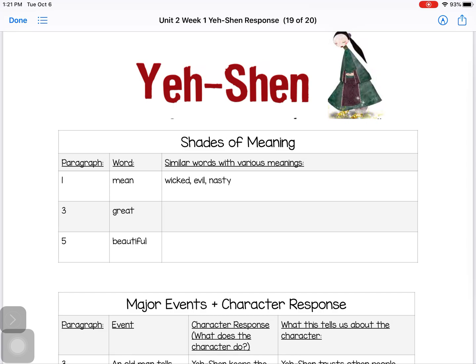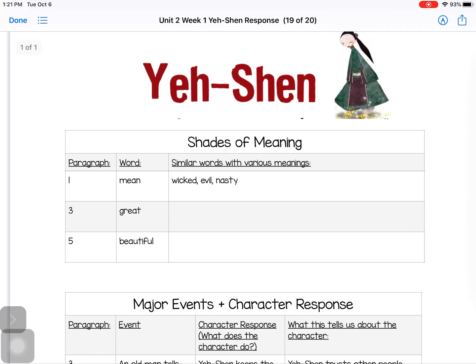So what I want you to do is go in and find the word great and come up with a couple of similar words for great that the author could have used instead, and same thing for beautiful. Come up with a couple of other words that she could have used instead.